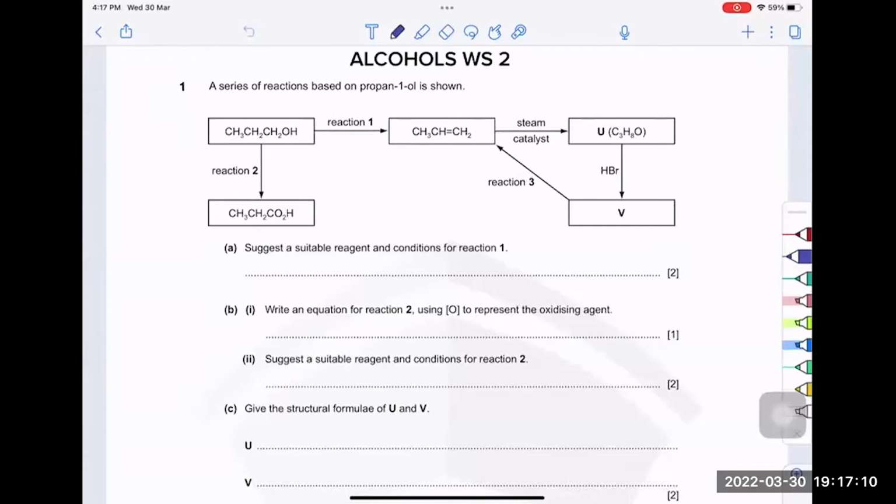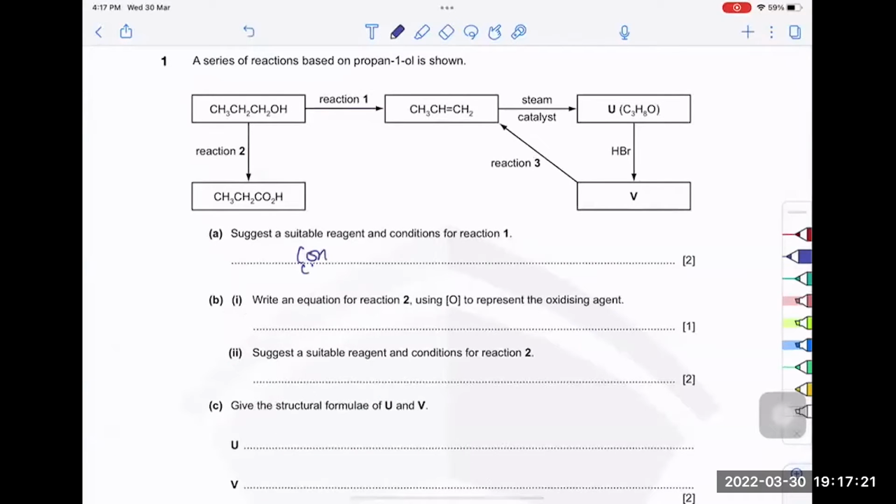All right, suggest a suitable reagent and condition for reaction 1. Reaction 1, as I've already explained, is an elimination reaction. So we need concentrated sulfuric acid. So concentrated sulfuric acid and high temperature, 200 degrees Celsius should be fine.